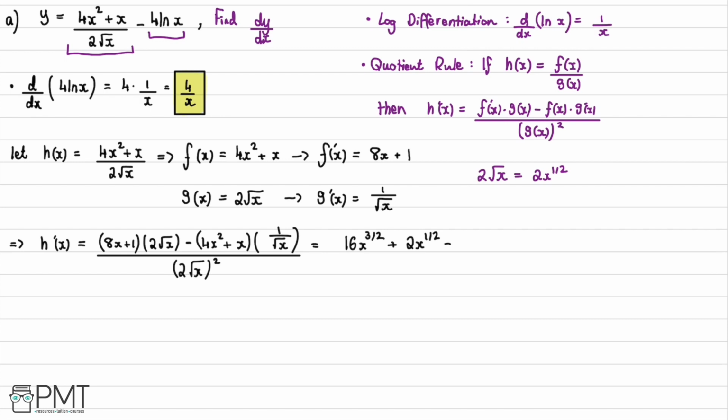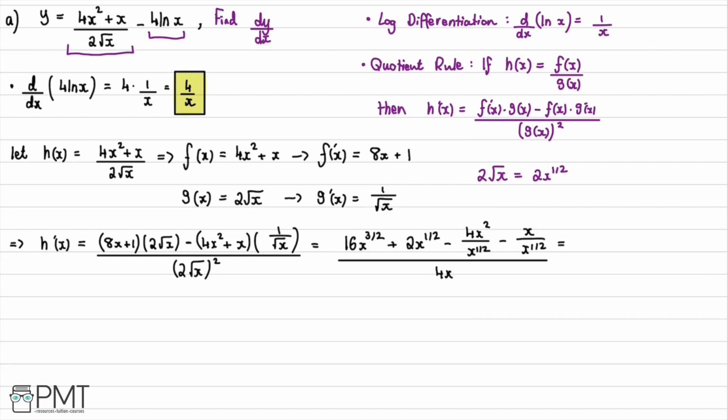And then we're going to subtract. So we'll have 4x squared multiplied by 1 over root x, so 4x squared, and then multiply by 1 over the square root of x, which gives x to the power of a half. And then our final term is going to be x over x to the power of a half. And then we can simplify our denominator slightly here. It's going to be 4x, so that's what we get when we square 2 root x.